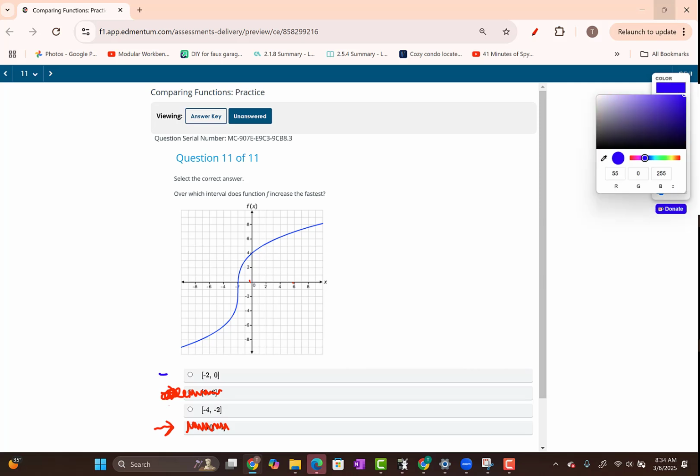So let's first look at this answer choice here. Cross that out. From -2 to 0. So we need to figure out which one is increasing the fastest. That means we need to find the slope or rate of change. And of course, the slope or rate of change formula, you should have seen this many, many times at this point, y2 minus y1 over x2 minus x1.